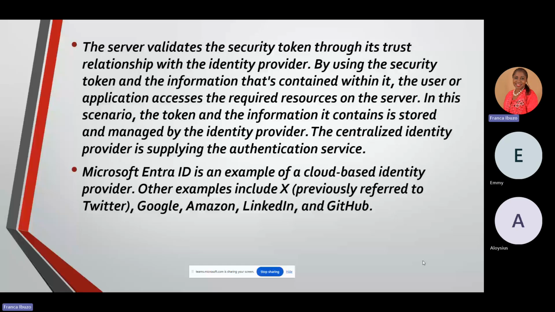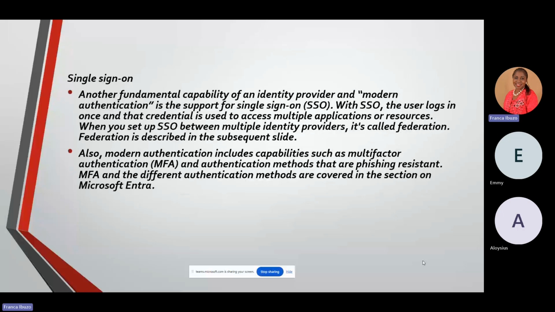And other examples include X, previously referred to as Twitter. These are cloud-based identity providers: Google, Amazon, LinkedIn, and GitHub. These are cloud-based identity providers. And you have single sign-on.